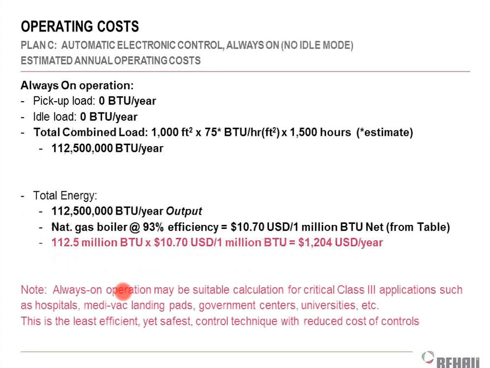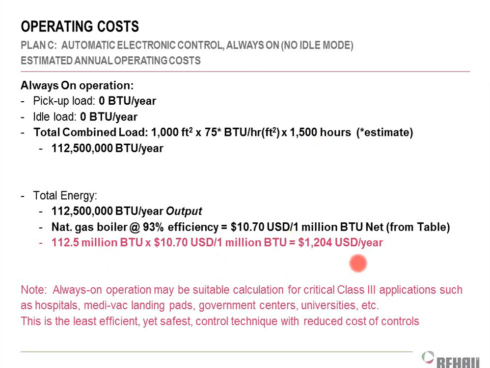Then there's Plan C, which is the always-on critical application load. So this is what we're using at hospitals, helipads, stuff like that, where we want no snow accumulating for no minutes of time. We want to melt it as soon as it touches the slab. We want to start melting immediately, right? So in that case, there is no pickup load because we're always keeping it at temperature. There is no idle load because we're always keeping it at temperature. It's just the total amount of energy I need to heat it all the time, year-round, no matter what.